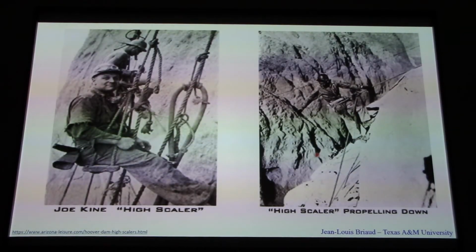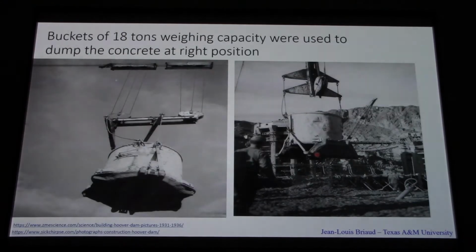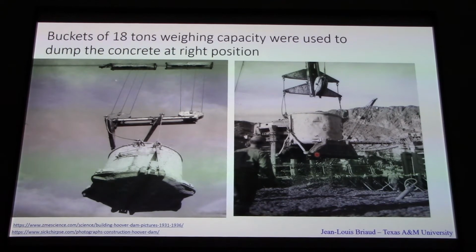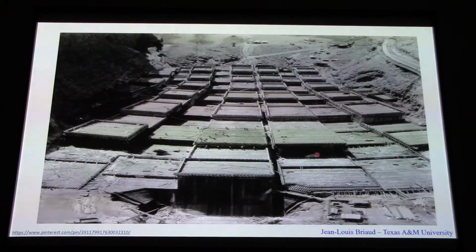Here's some of the images. Mass concreting, 3.2 million cubic yards of concrete. Pouring ended in May 1935. It's done in lifts. You can see the buckets bringing the concrete. And this is starting foundation.